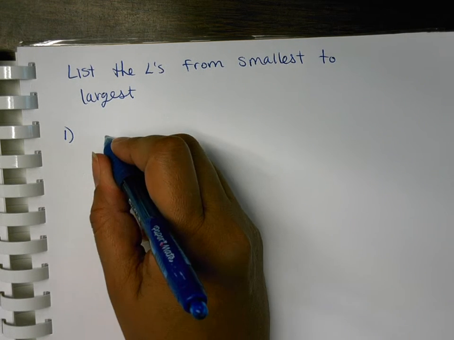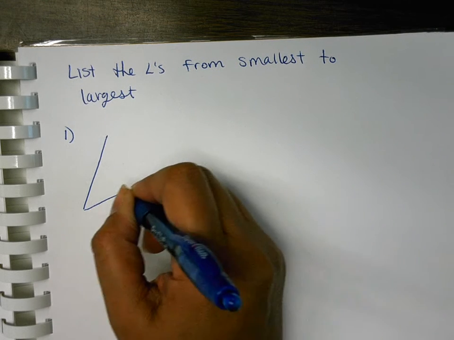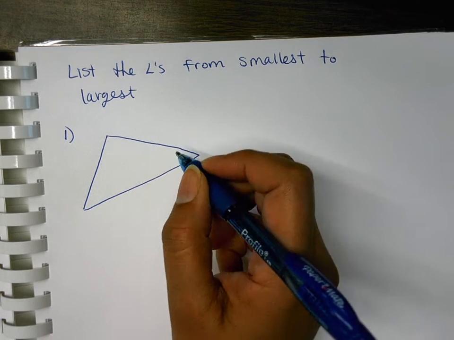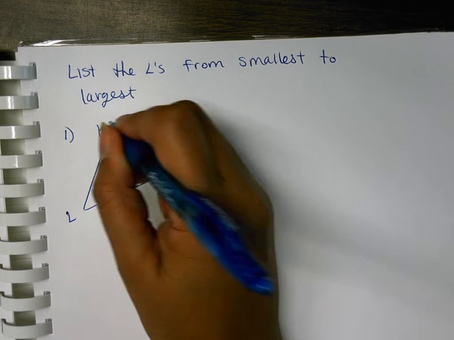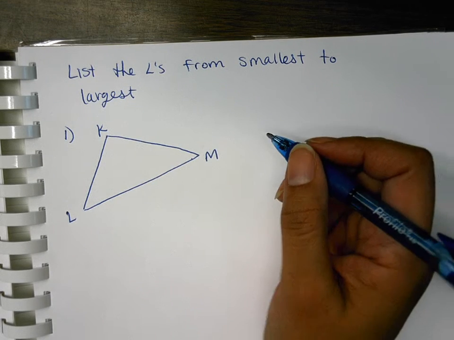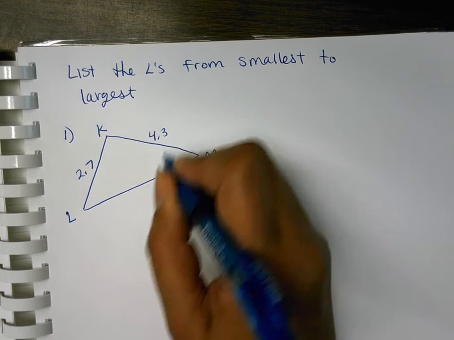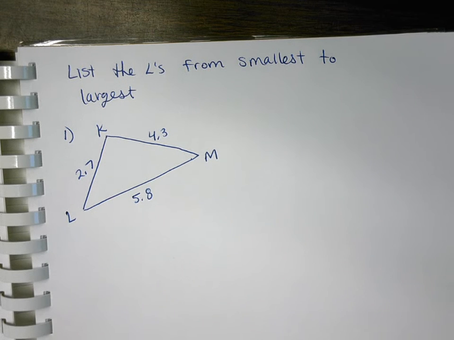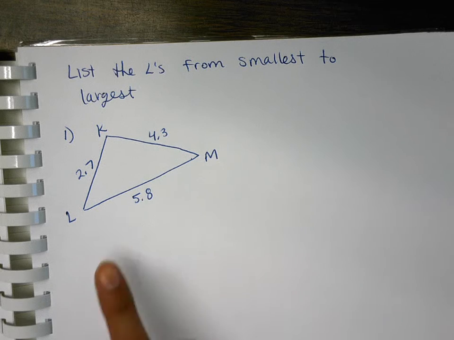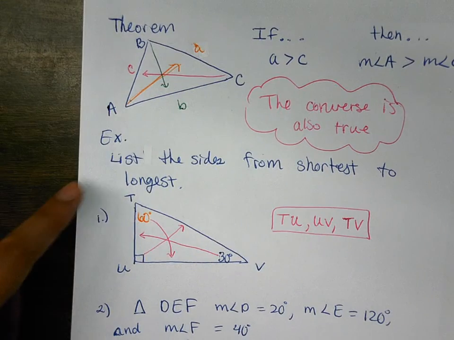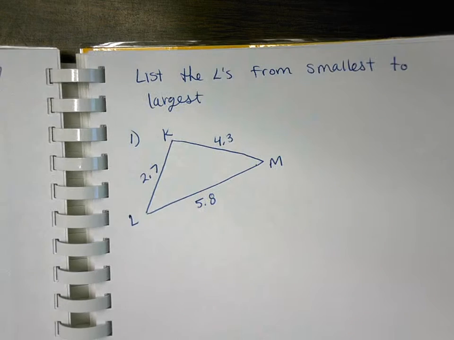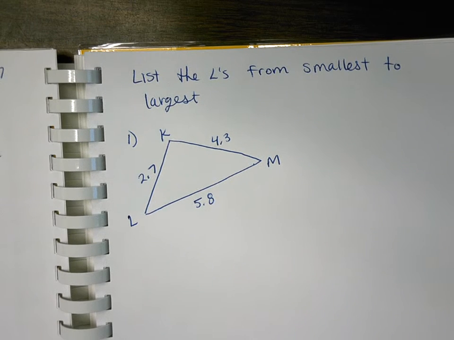So L, K, M, 2.7, 4.3, 5.8. And this, I apologize, is not the converse. This was the converse here with these two. So with this one, we're going to just go the opposite way from what we did with the first two.